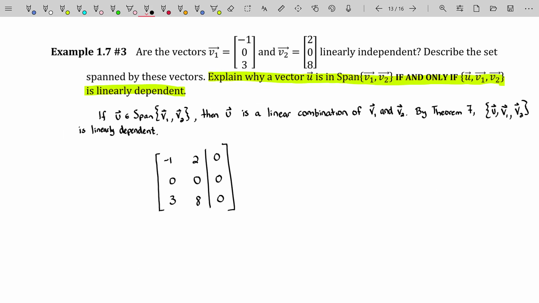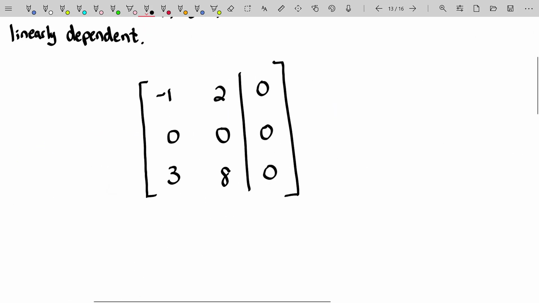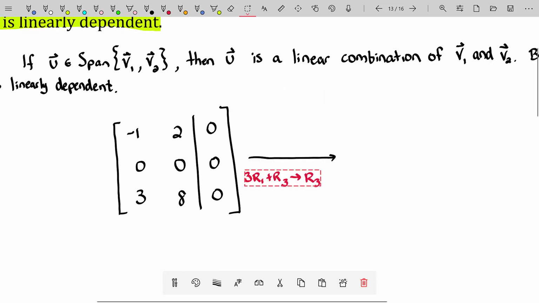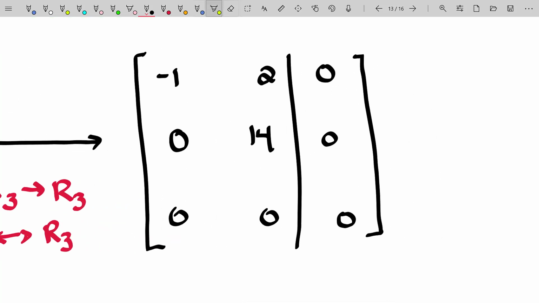I build an augmented matrix where the columns are the vectors v sub 1 and v sub 2, at least the columns in the coefficient matrix. It's an augmented matrix to a homogeneous matrix equation. So not only did I take 3 times row 1 and add it to row 3 to become the new row 3, but then I swapped rows 2 and 3 here. But you can see that we have a pivot in column 1 and a pivot in column 2. So we have a pivot in both columns of the coefficient matrix, so there's not a free variable.